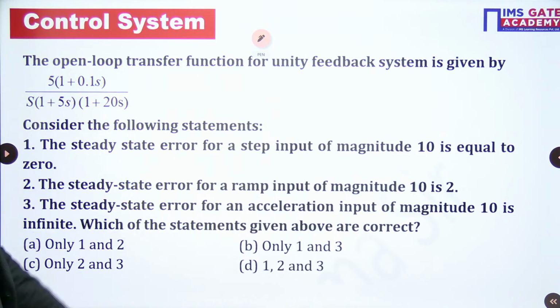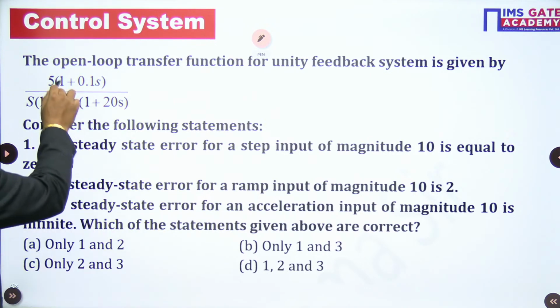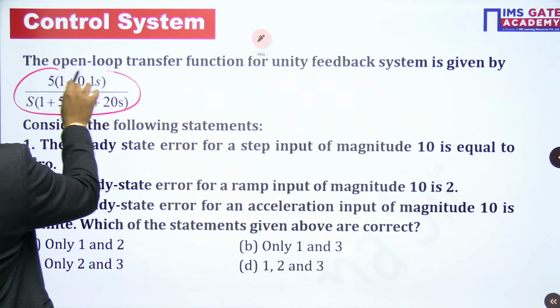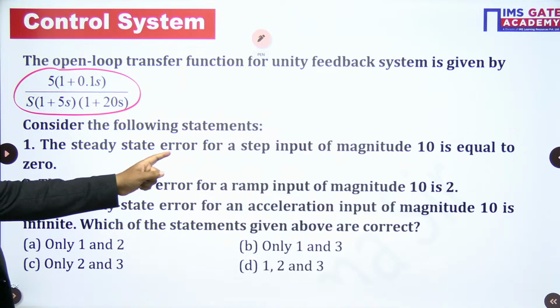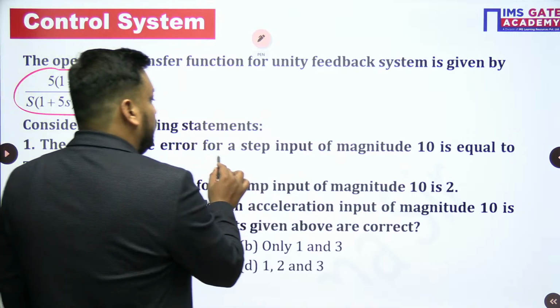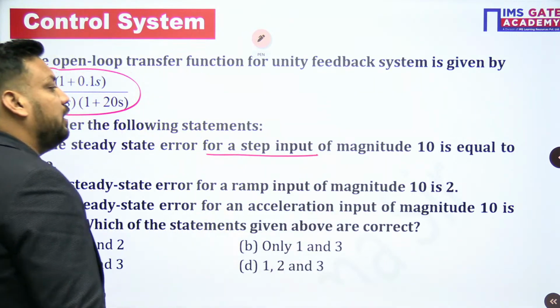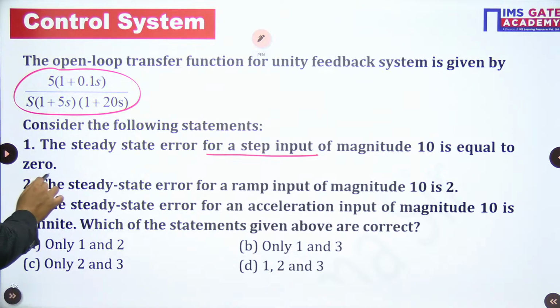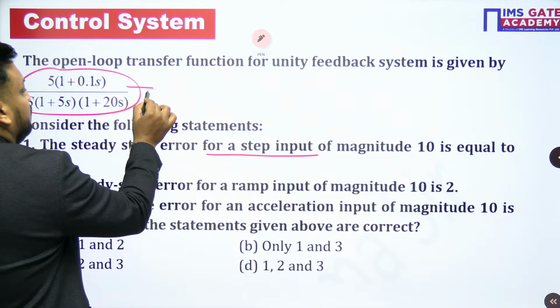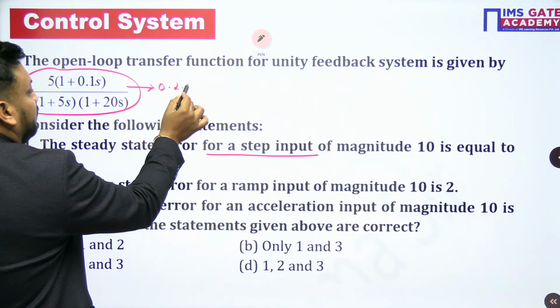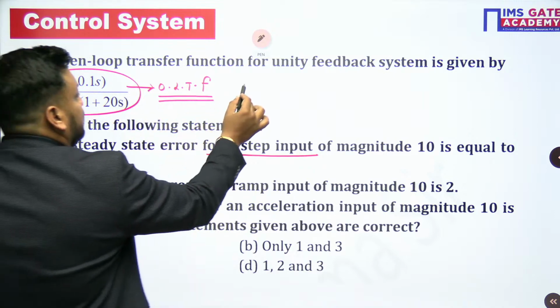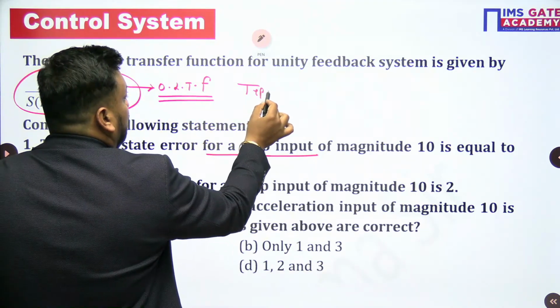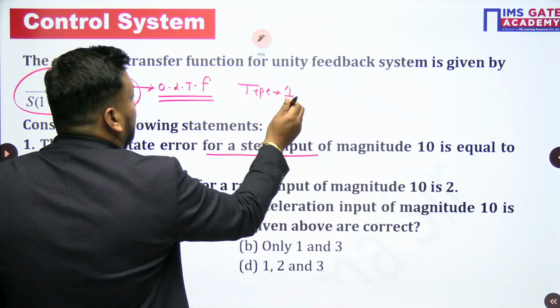The open loop transfer function of a unity feedback system is given by this. This is nothing but the G of S value. Consider the following statements. The steady state error for a step input of magnitude 10 is equal to 0. The first thing you should note down: it is a unity feedback system with this open loop transfer function, and the system is of type 1.